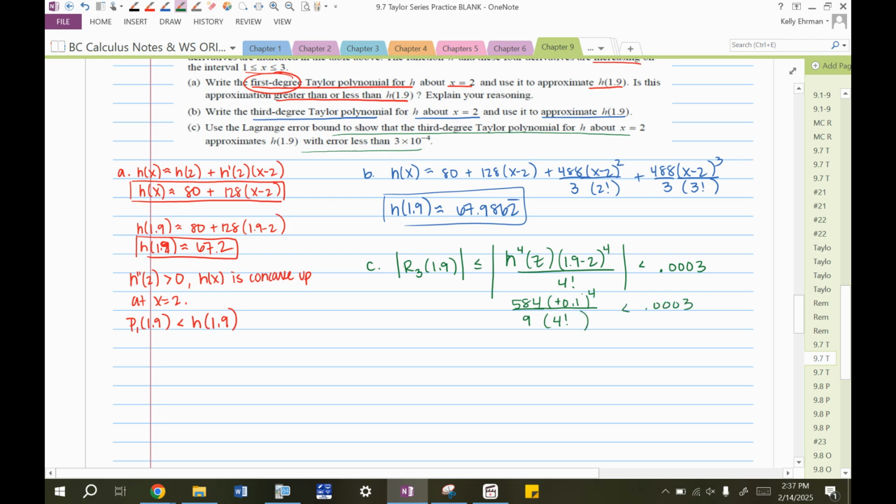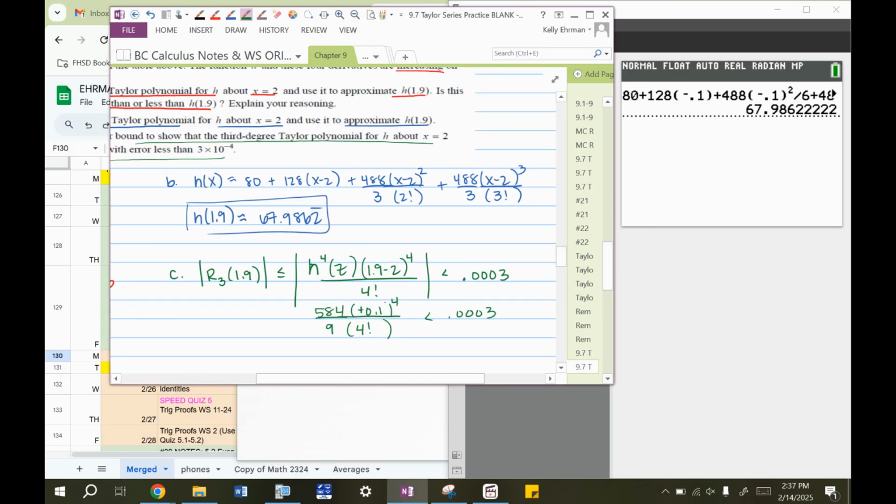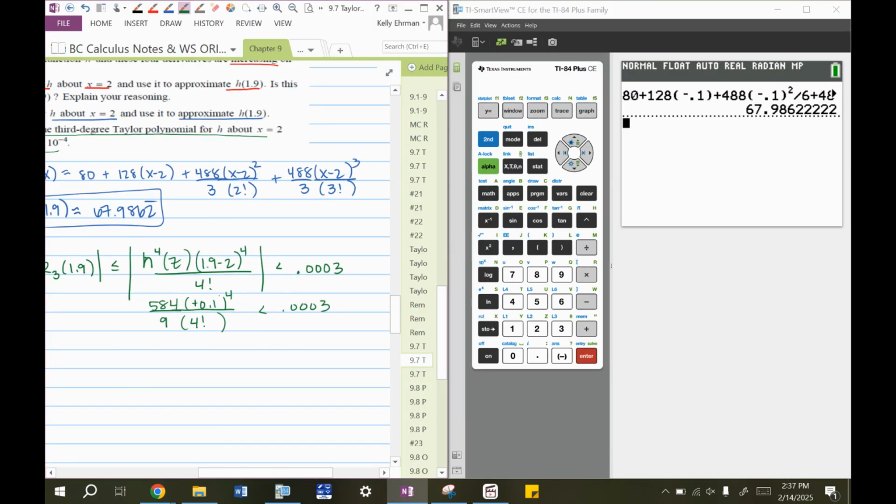And let's just cross our fingers and hope that works. 584 times 0.1 to the fourth divided by 9 times 24. Yeah, that's 0.1232703, etc., which is less than 0.0003.